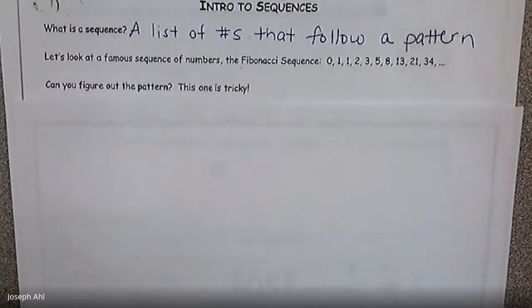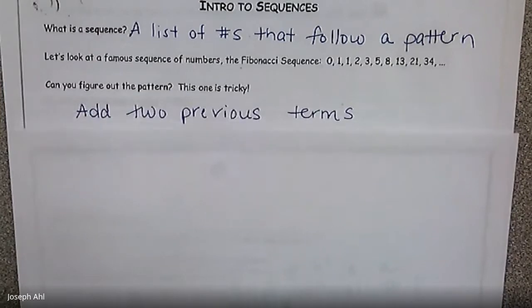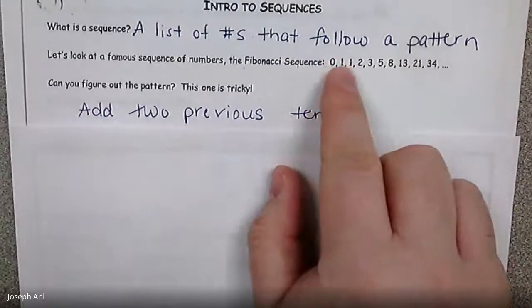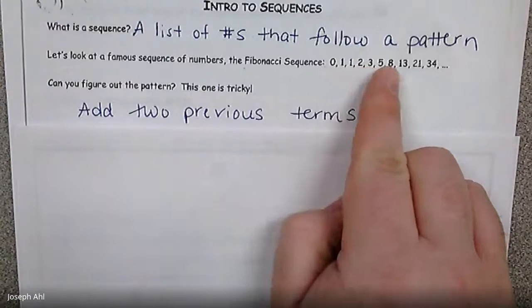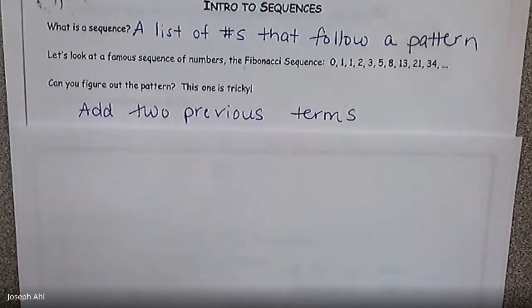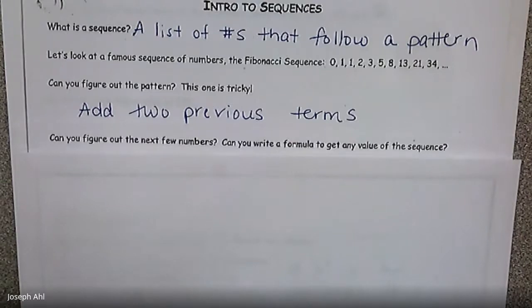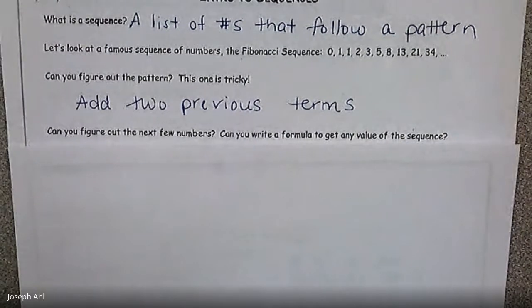All right, here's the pattern. The pattern is add the two previous terms together to get the next term in the list. So if you do 0 plus 1, you get 1. If you do 1 plus 1, you get 2. 1 plus 2 is 3, and 2 plus 3 is 5, and 3 plus 5 is 8, and so on and so on and so on. So I'm sure you can figure out the next few numbers, as this next question implies, right? 21 plus 34, the next term would be 55 in the list.